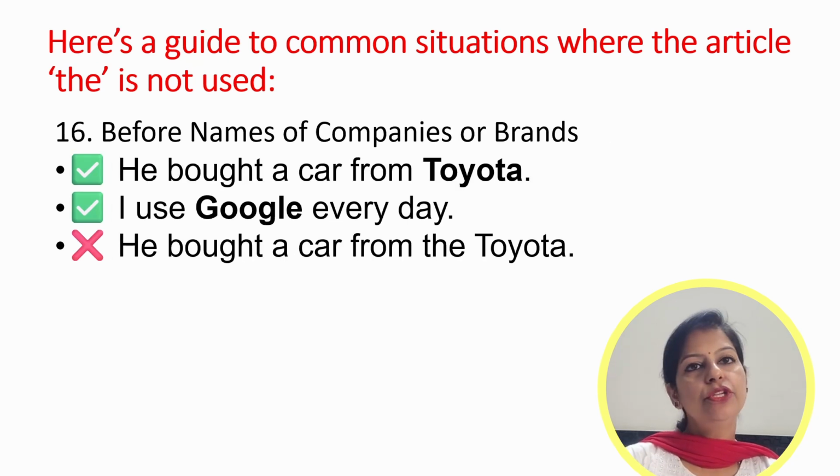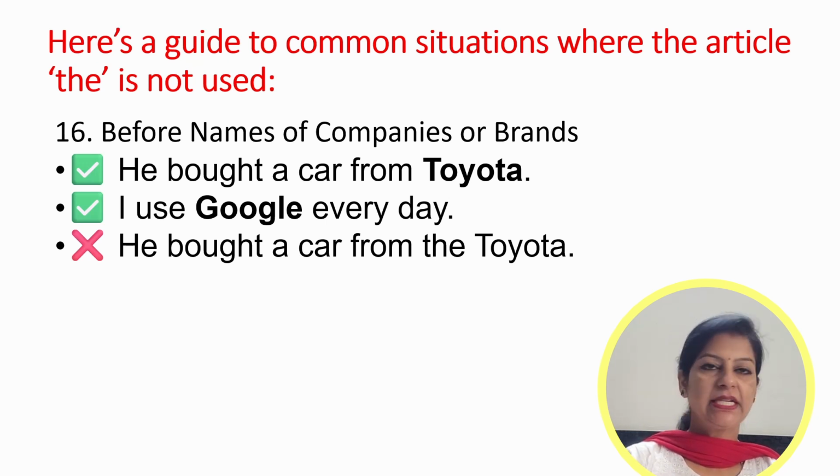16th, we don't use the before names of companies or brands. For example, he bought a car from Toyota. It is correct. I use Google every day is correct. He bought a car from the Toyota is incorrect. We simply say the company or brand name without the.